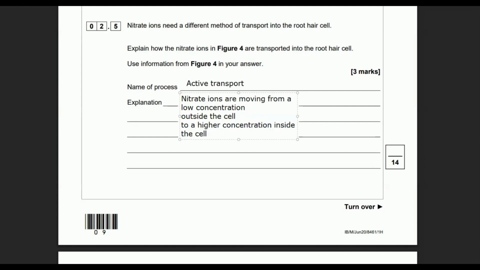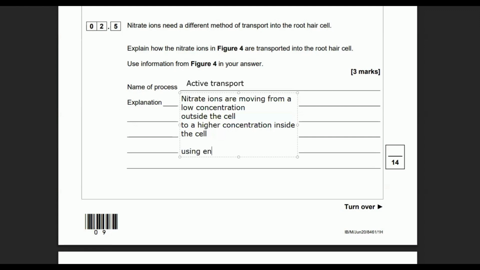Diffusion would actually be taking the nitrate ions out, which is a bad thing. So from high to low. So active transport has got to overcome that. And there we go. And what else do you know about active transport? The word active, think of the word active. What does active mean? It means movement, it means energy, and they use energy.